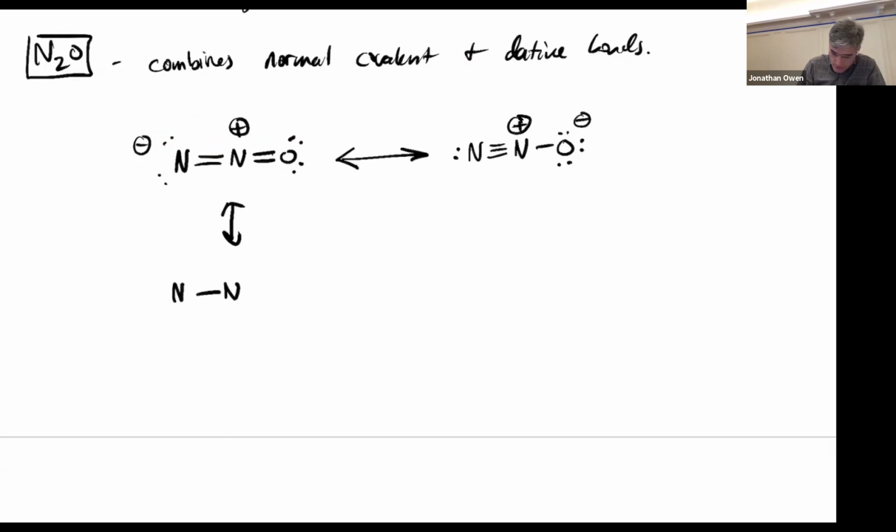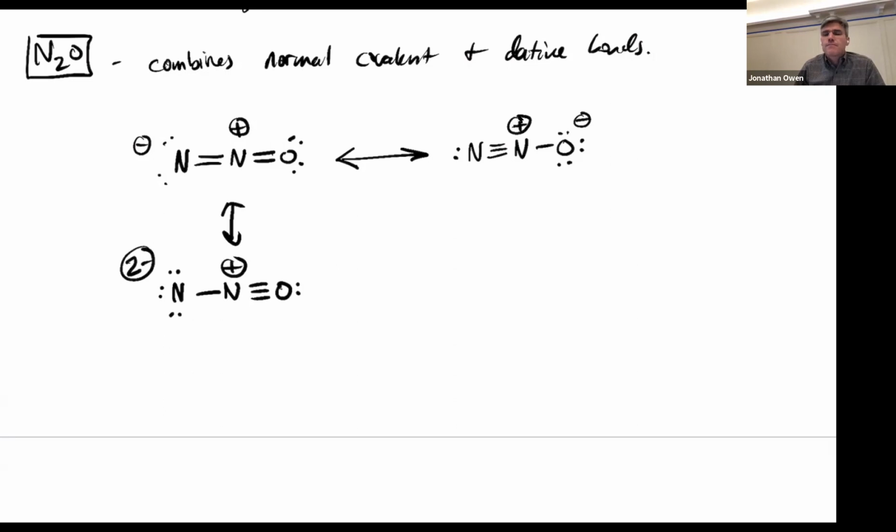I'm going to end up with a single bond and a triple bond. And so now I've got an additional lone pair out here and I've lost a lone pair out there, and I still have four bonds to that central nitrogen. So it's going to get a plus charge. And this nitrogen on the end now has three lone pairs, so it's going to get a minus charge.